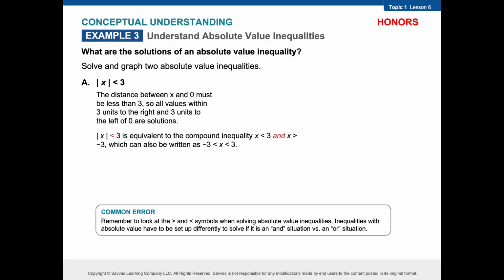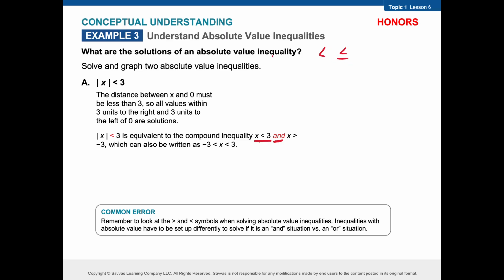For honors only, now we have understanding absolute value inequalities. Solve and graph two absolute value inequalities. The distance between x and 0 must be less than 3. So all values within 3 units to the right and 3 units to the left of 0 are solutions. So that's why x has to be less than 3 and x has to be greater than -3.